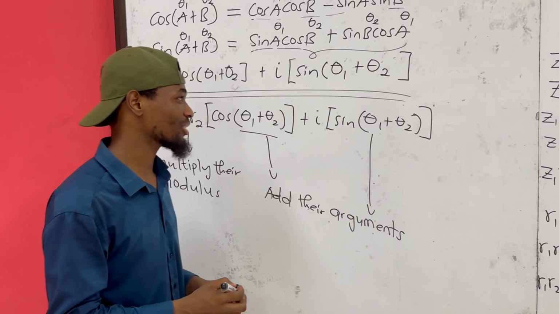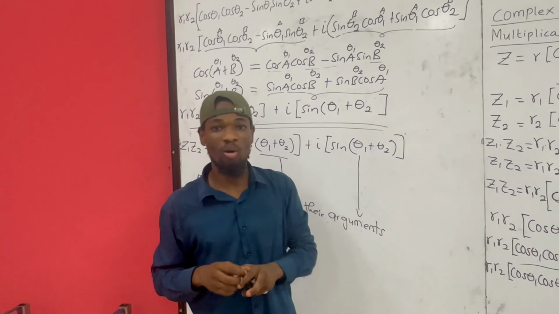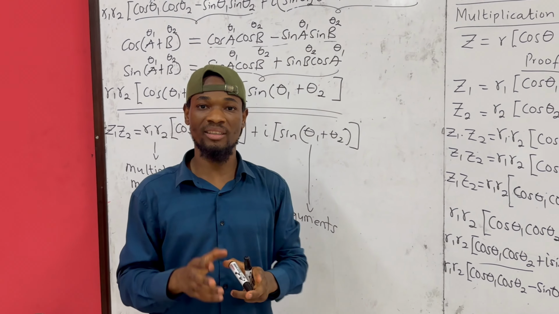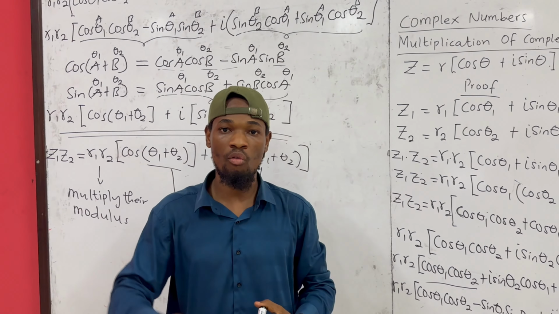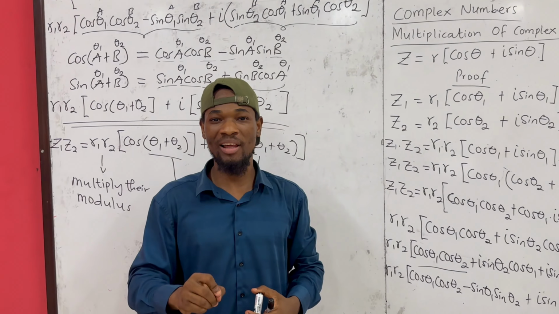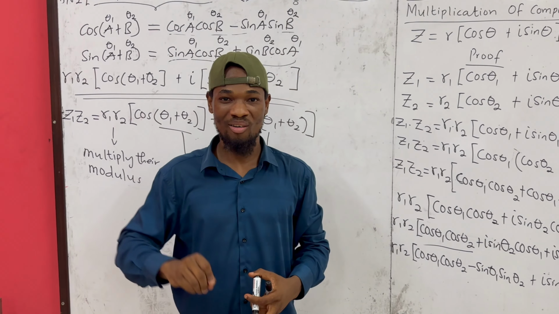As simple as that. Viewers, this is the end of the tutorials. I'll bring you questions in order to appreciate the proof of multiplication of complex numbers in their polar or circular form.